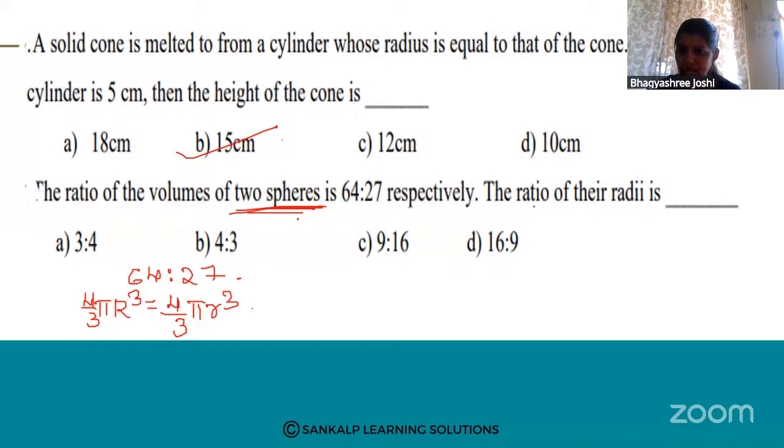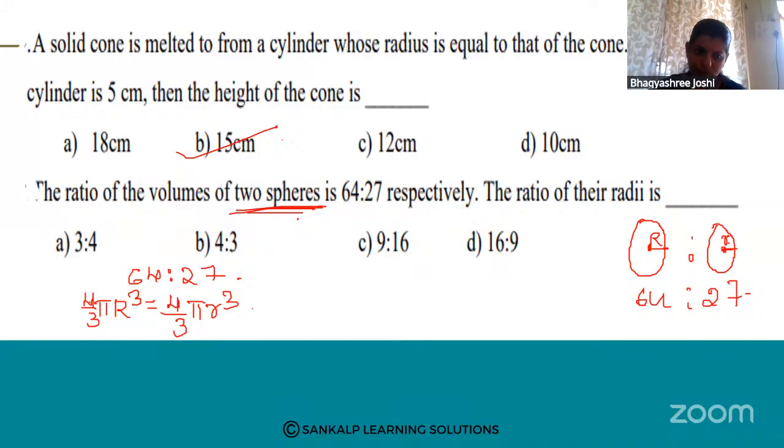And what they have asked? The ratio of the radii. So two spheres are there and the ratio of the volumes of these two spheres they have given. So this is 64 is to 27 and they have asked about the radius. So radius means this is R and this is r. Consider this is capital R and this is small r. That means radii of the two spheres.